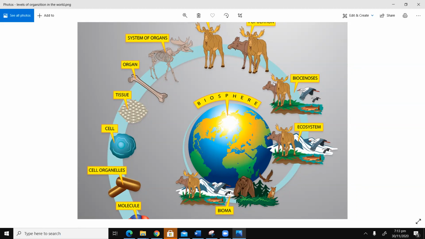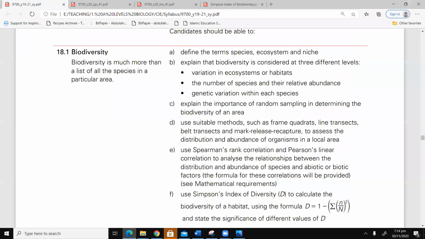Anyhow, so that's the context of what we are going to talk about. I'm going to begin with some definitions. If you look at the syllabus once again, the syllabus is also beginning with some definitions, like define the term species, ecosystem, and niche. Niche, however you pronounce it, I don't know, some people are quite sensitive about pronunciation. Say niche either way, it's the same thing. What is this niche? Niche is a new word. I know we haven't talked about this, neither have you talked about this in O levels.